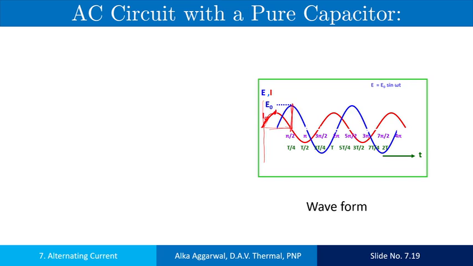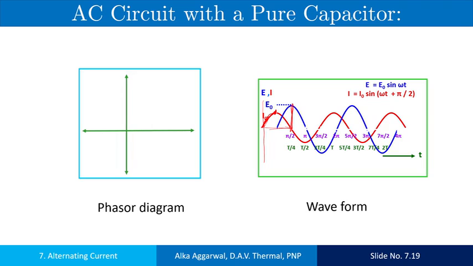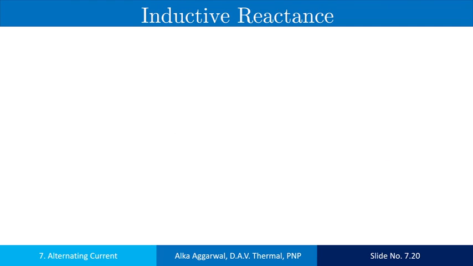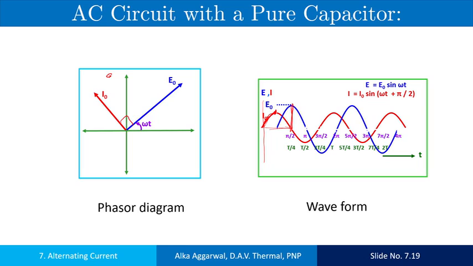In terms of the phasor diagram, the current leads the voltage, so it should be in the second quadrant. The angle between the current and voltage is 90 degrees. So it is the phasor diagram of the AC circuit with a pure capacitor.